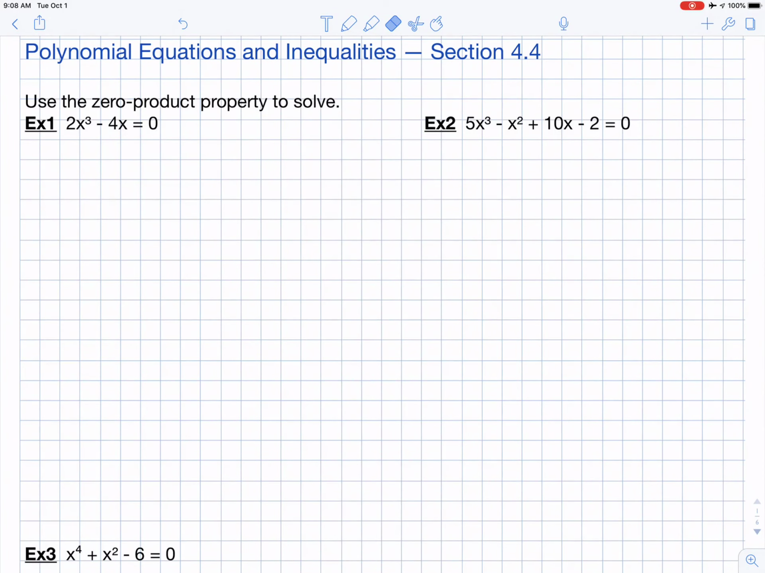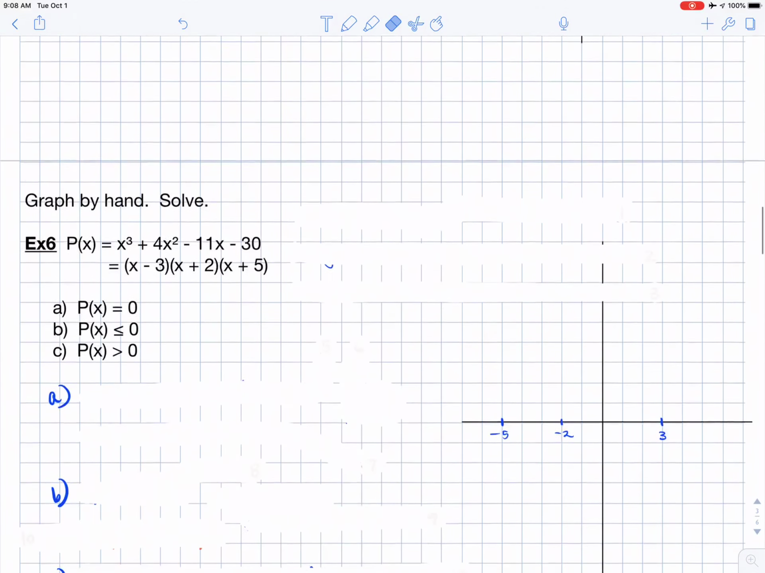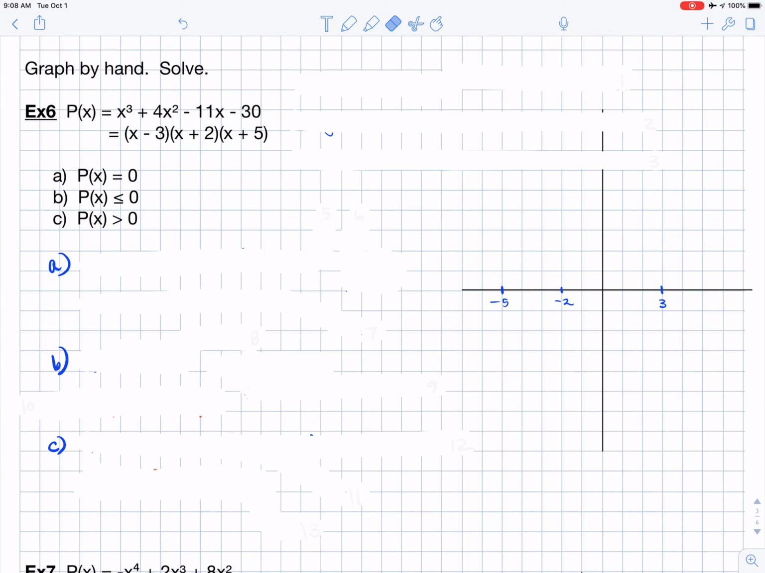Hey folks, this is an example video for section 4.4. So if you would go down to example number 6, the very first part of the directions says that we should graph this by hand.